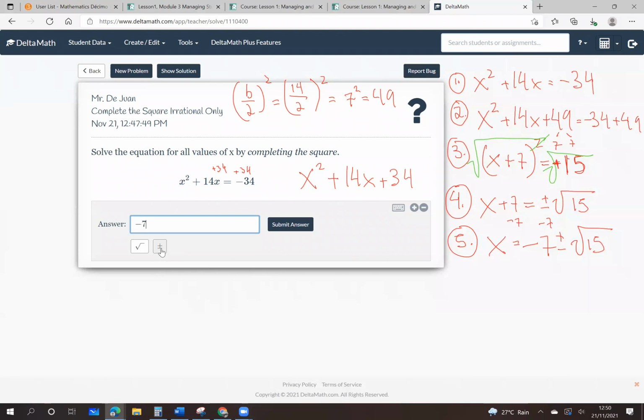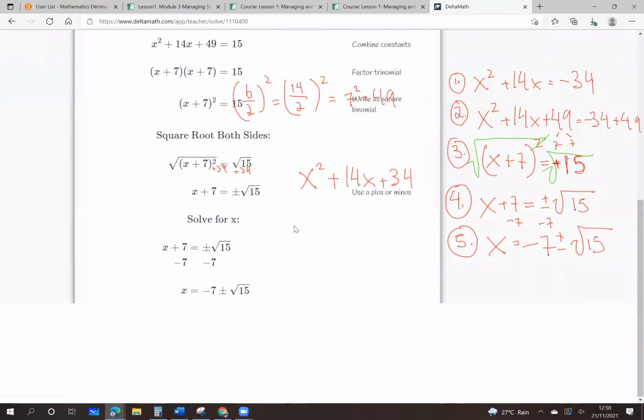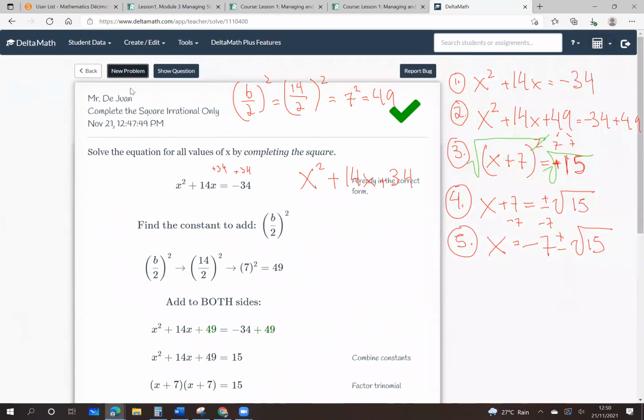And look at this little symbol that they give us. I can just click on that symbol if I don't want to use the comma. -7 plus minus the square root of 15, okay? I'll do one more.